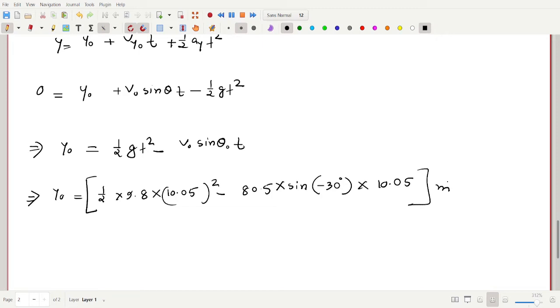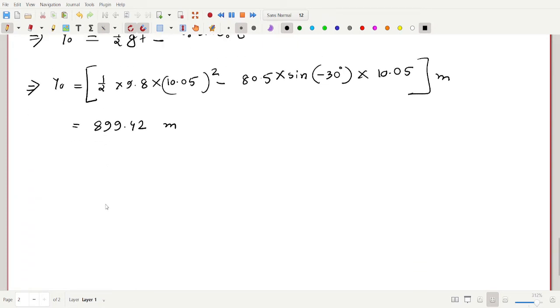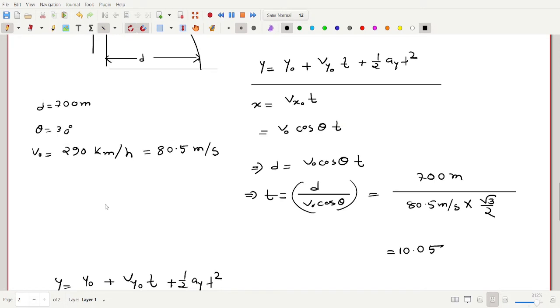899.4. Yes, sir, 899.42. Okay, fine. I think the book says that the answer is 897. Fine. So this is one of the problems. Now we will do a complicated one.